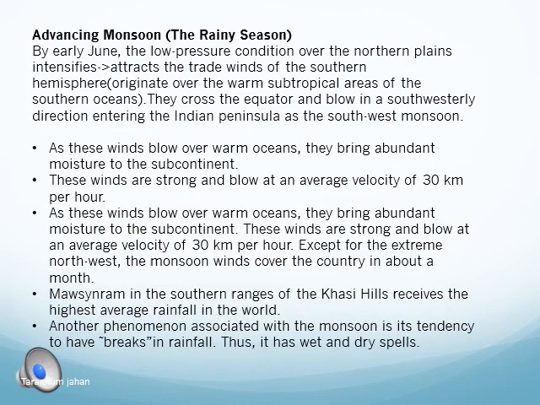And the next is advancing monsoon, that is nothing but the rainy season. It begins by early June, and they bring rainfall for the whole country. They begin from the tip of India, as we have said, that the southwest winds come and welcome the rainy season from the tip of India, and then they spread towards the whole of India.